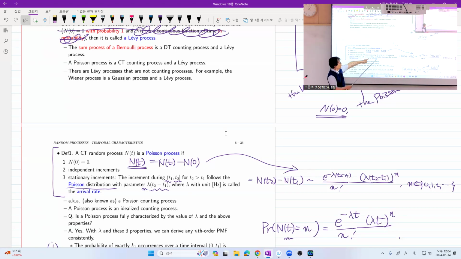Because the increment is defined as a non-negative random variable, it's always increasing. And a discrete random variable taking non-negative integer values is a counting process. Got it?